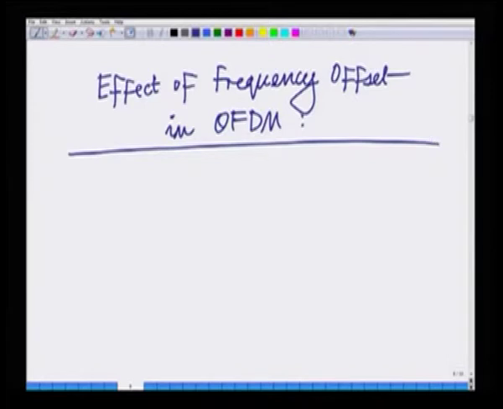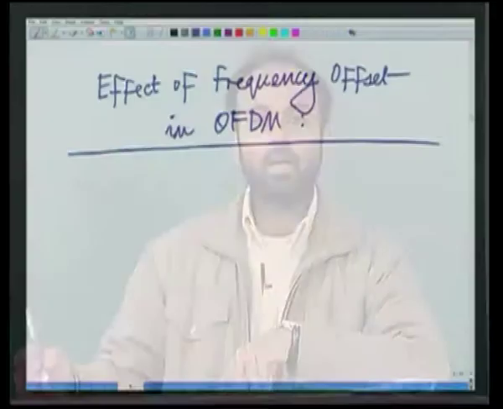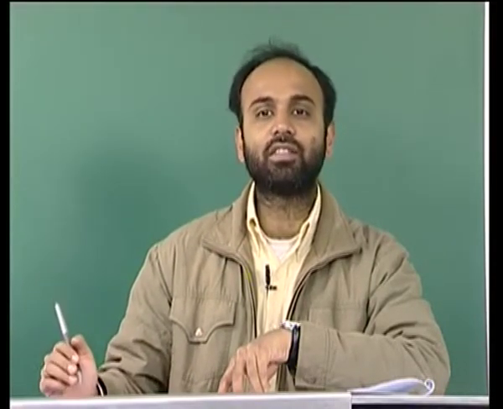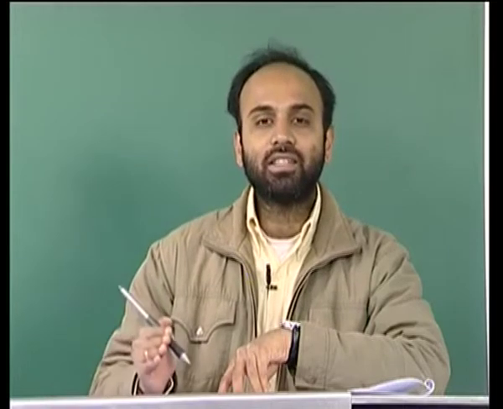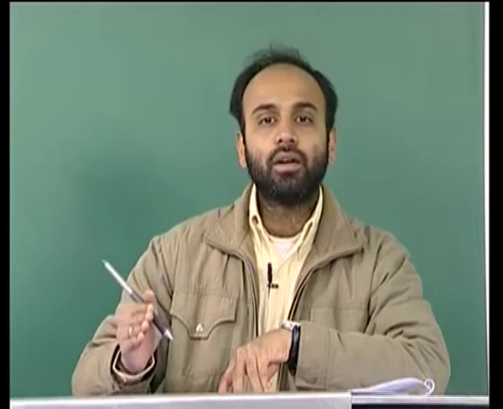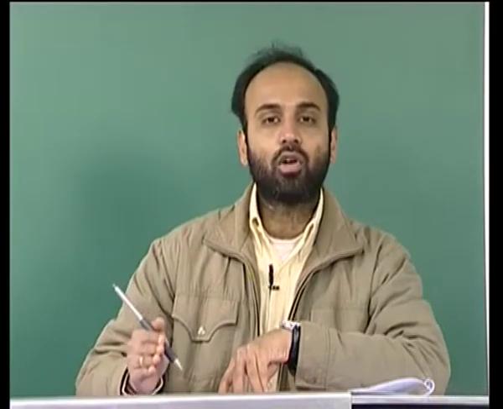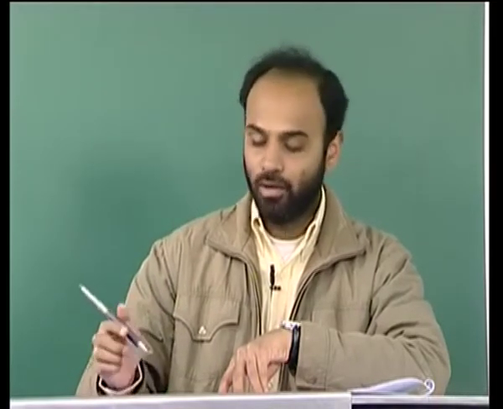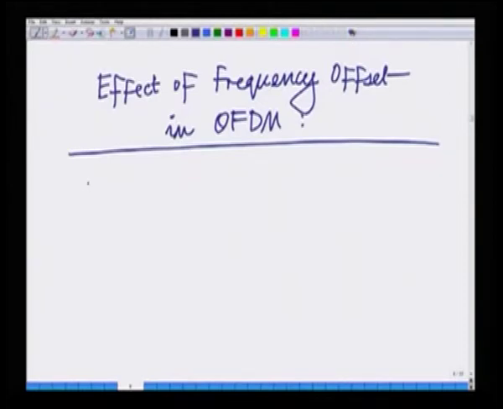What is the effect of frequency offset in OFDM? As we know, OFDM is based on frequency division multiple access, but it is not the traditional frequency division multiple access. It divides the spectrum amongst a set of orthogonal carriers. So, OFDM is based on overlapping orthogonal carriers.